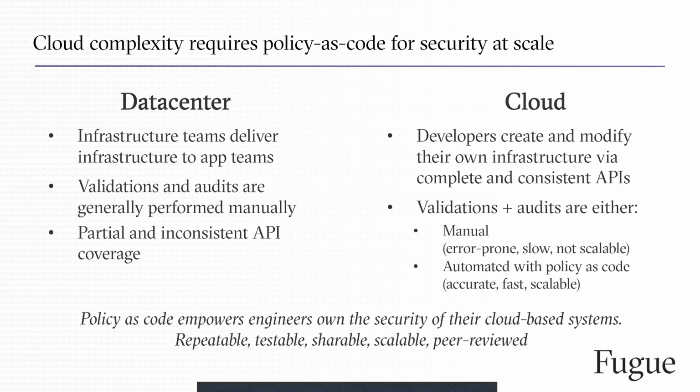So in the cloud, the developers, as we talked about, are creating and modifying their own infrastructure via consistent APIs. You really can't do anything in cloud except via its APIs, which is awesome from a productivity perspective, and from a discoverability perspective, and from a security perspective, because if we're using policy as code, we can now do validations and audits in a completely automated way. We can go faster than 7 minutes. We can do it in seconds.